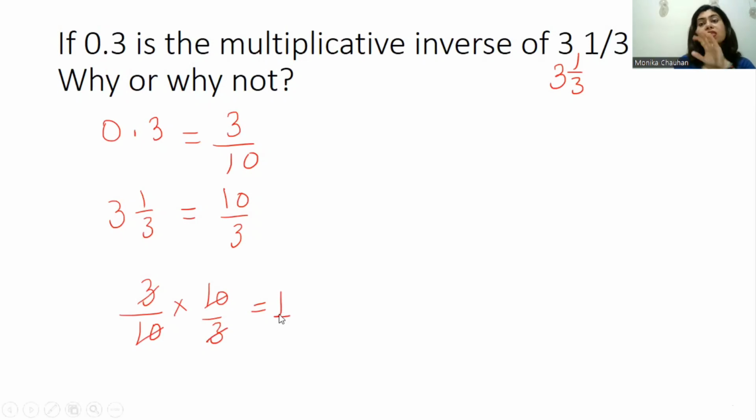So they're asking you, is 0.3 a multiplicative inverse of 3 whole 1 by 3? Answer is yes. It is a multiplicative inverse because a number and its multiplicative inverse or reciprocal, when you multiply, give you 1. And my answer is 1. So the answer is yes, it is. Okay, so you will write it properly why it is so. When your concept is clear, it is very easy for you to apply this in the questions, like in this one, reciprocal and the previous one.